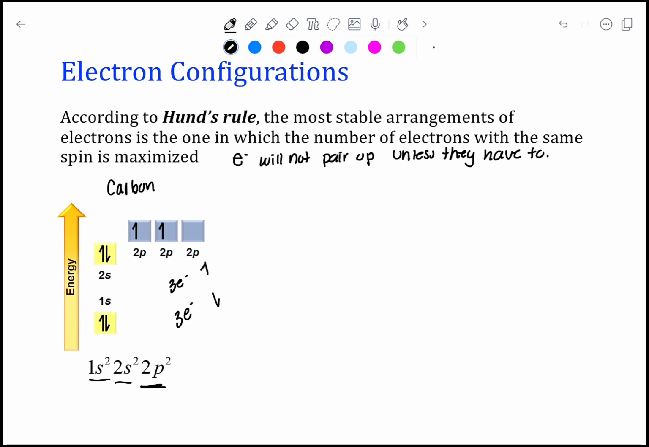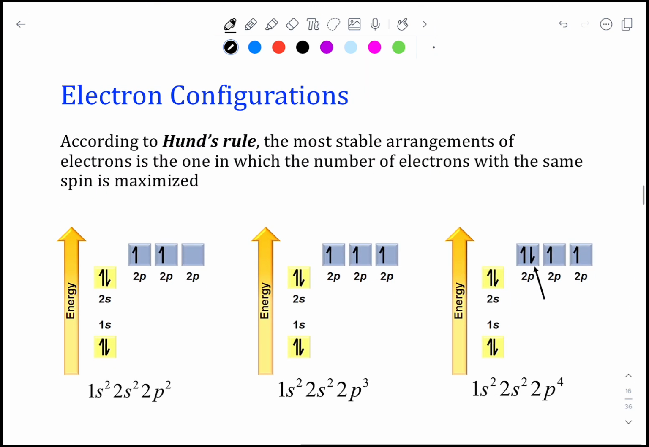So let's move on from carbon to nitrogen, and then nitrogen to oxygen to show that. So here we have carbon, here we have nitrogen. Okay, so we're adding 1 electron, so that the next electron goes into the last spot of the 2p. So I now have 5 electrons with an upspin, and still only 2 electrons with a downspin. So my upspin, or the same spin, is being maximized.